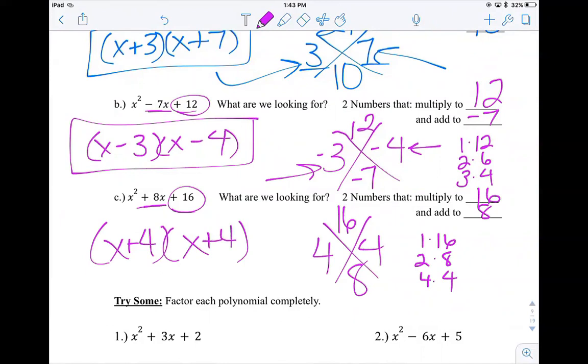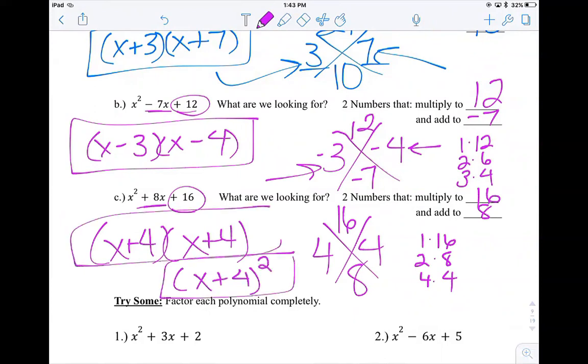Now, because these are the same parentheses, you could rewrite it as (x + 4) squared. So that is the same answer. So either one is right. So you may see it written either way, and I will take either way. It does not matter. They're saying the same thing.